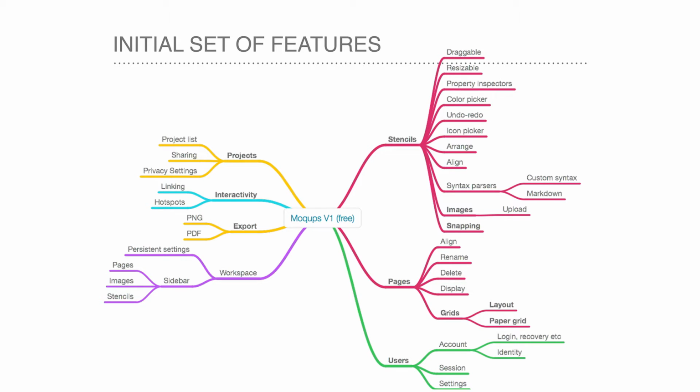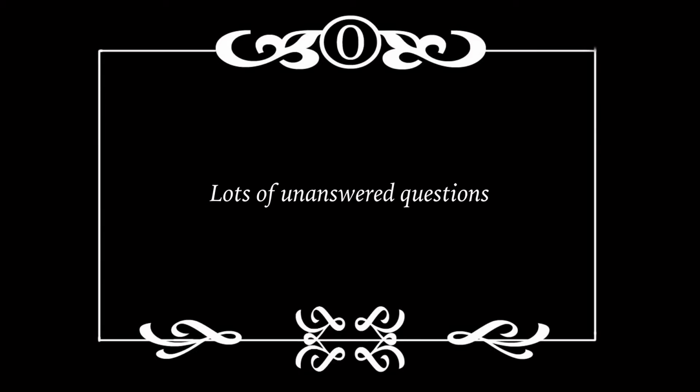So the initial set of features was kind of basic, but it was numerous. So we had to handle a lot of moving parts. We had undo, redo, we had arrange, align, images, upload, and it sounds like a lot for a minimum viable product, but you cannot live without this in a basic graphical editor. So we had to do this. Undo, redo, a bit of interactivity, export to PNG, PDF, and so forth. So we had a lot of moving parts from the beginning, but we also had a lot of unanswered questions.